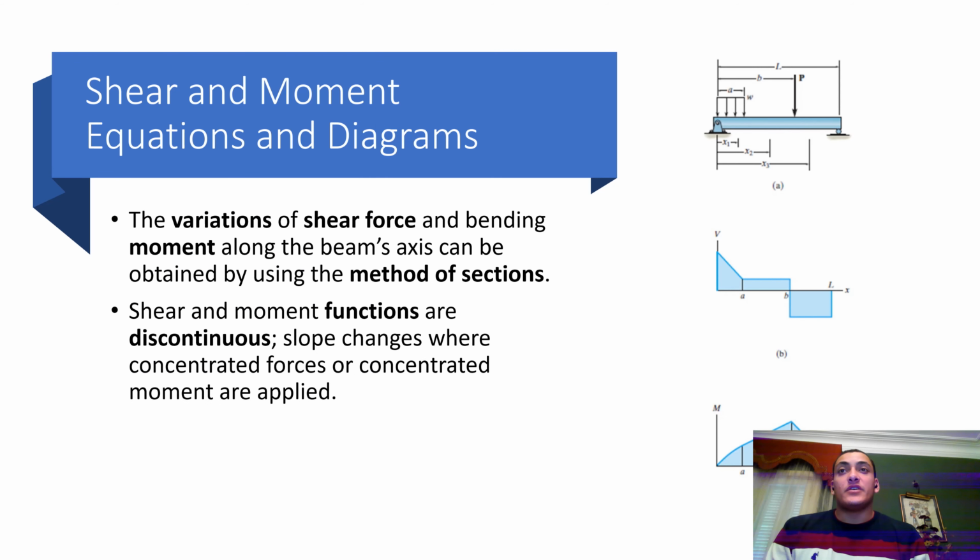Shear and moment equations and diagrams. The variations of shear force and bending moment along the beam's axis can be obtained by using the method of sections. Shear and moment functions are discontinuous. Slope changes where concentrated forces or concentrated moments are applied, as you can see again in the three figures I have provided for you on the right.